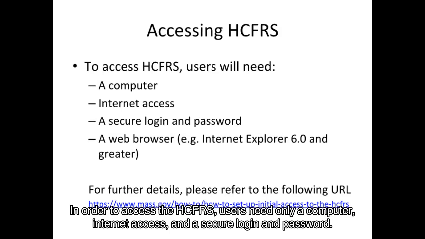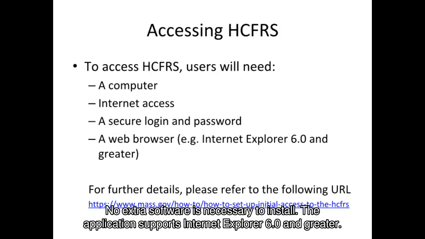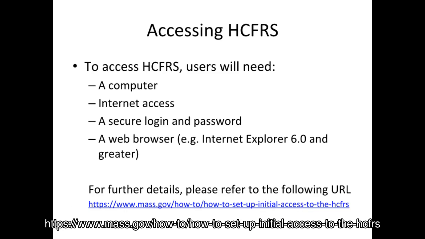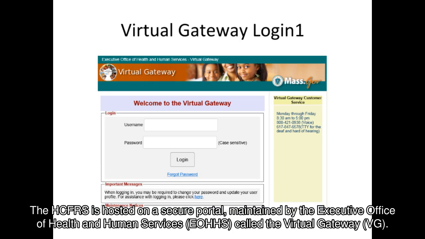In order to access the HCFRS, users need only a computer, internet access, and a secure login and password. No extra software is necessary to install. The application supports Internet Explorer 6.0 and greater. If you don't have a login ID and password assigned, please refer to the following URL on how to set up initial access to the HCFRS: https://www.mass.gov/how-to-set-up-initial-access-to-the-HCFRS.